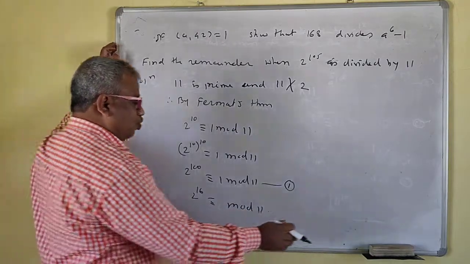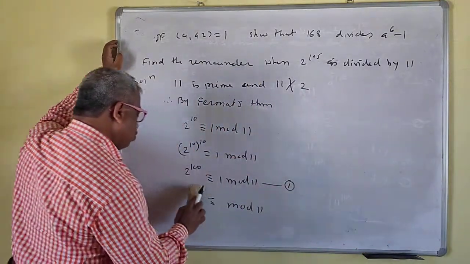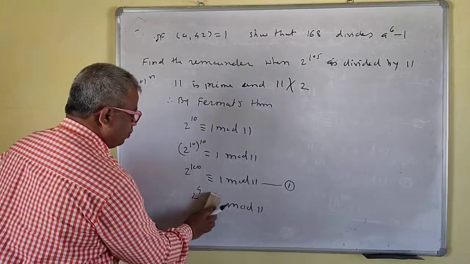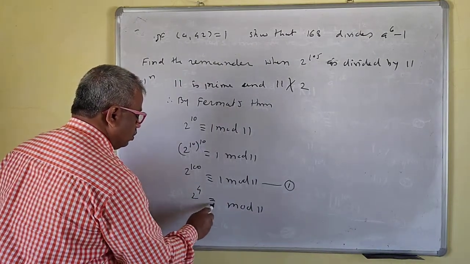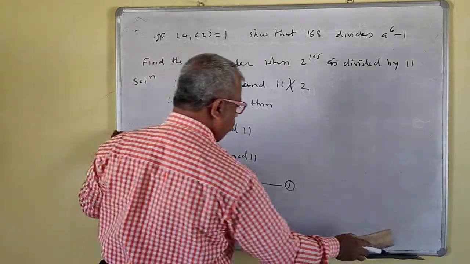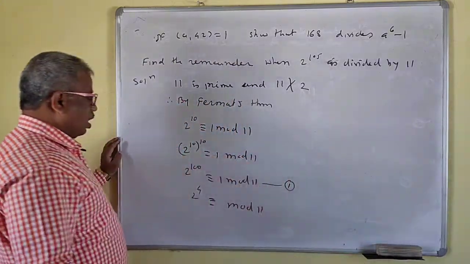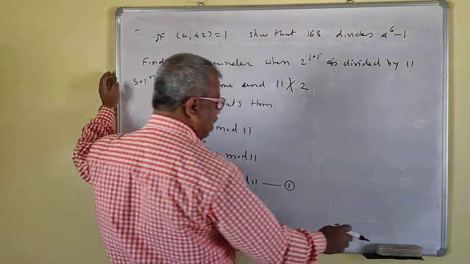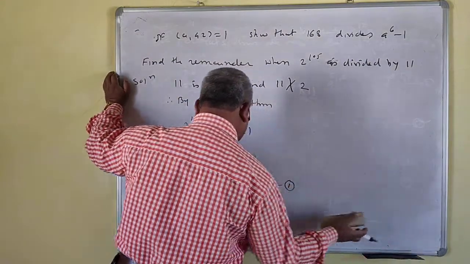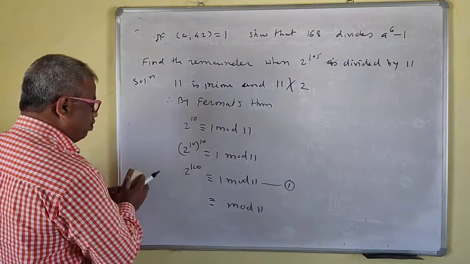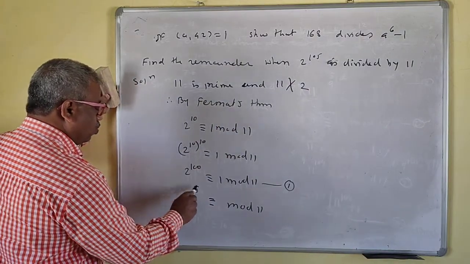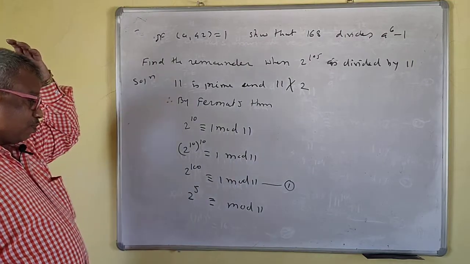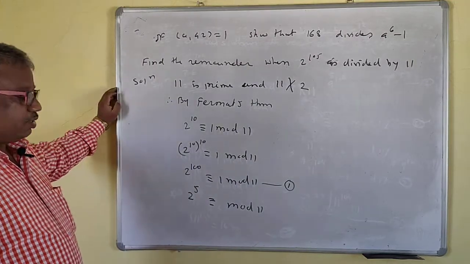So 2 raised to 4, not 2 raised to 16. 2 raised to 4 is 16. Actually, I want 2 raised to 5. I can write 2 raised to 5 directly because I know 2 raised to 5 is 32. Because if I multiply this 2, I get 2 raised to 105. So I know 2 raised to 5 is 32.